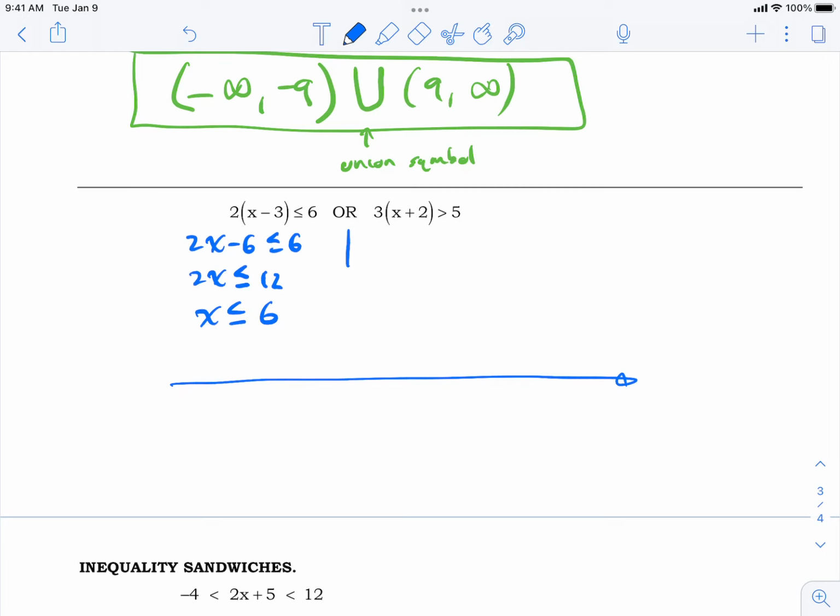Okay, cool. So on the number line, where are all these? Well, 6 is like over here somewhere. And it says less than or equal to. So this is a solid dot. And it's everything to the left. Okay, cool.